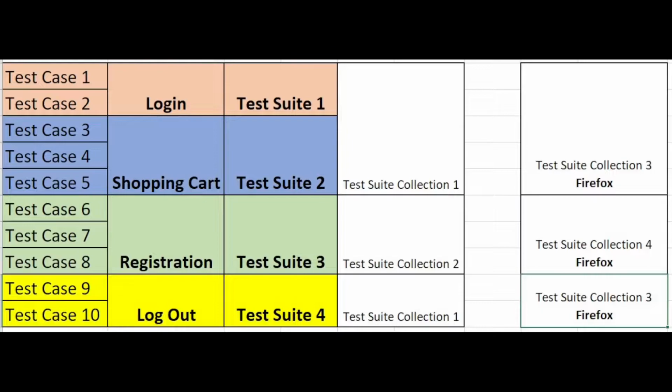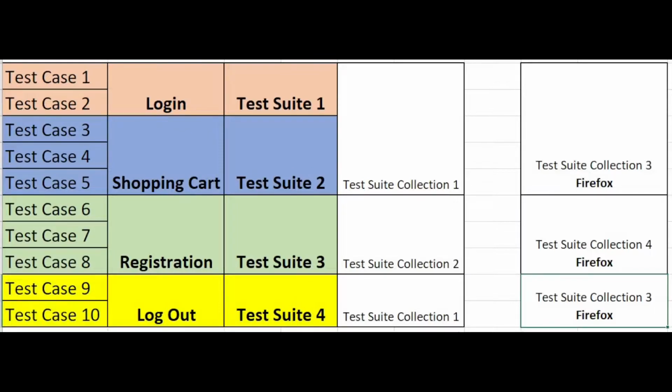create test suite collections the way you execute. In the way you execute, let's assume test suite collection 1 I'll be executing on Chrome. Test suite collection 2 or 3 I'll be executing on Firefox. So if you see here on the screen, test suite collection 1 and 2 I have already created by segregating logically. The same test suites I can group into the new collections, collection 3 and 4, right? But these collection 3 and 4 I'll be executing on Firefox browser.